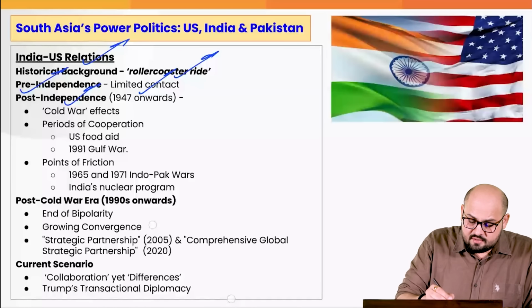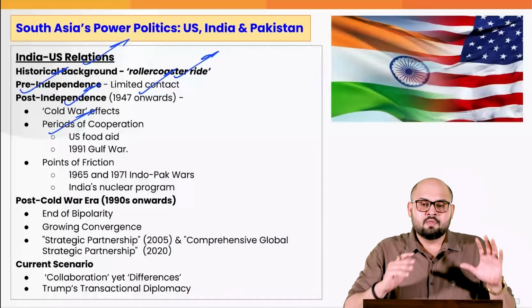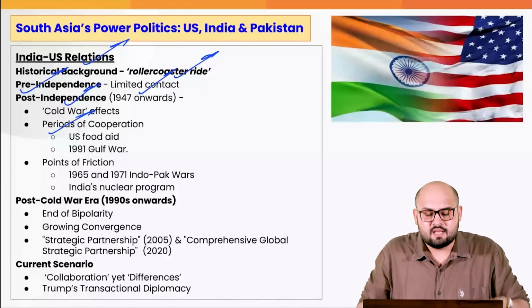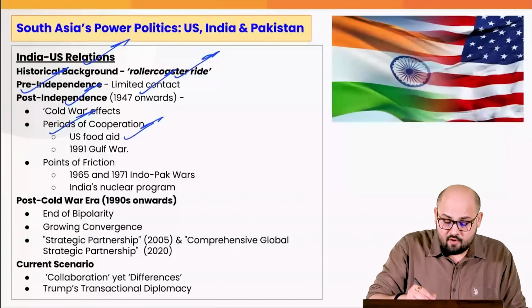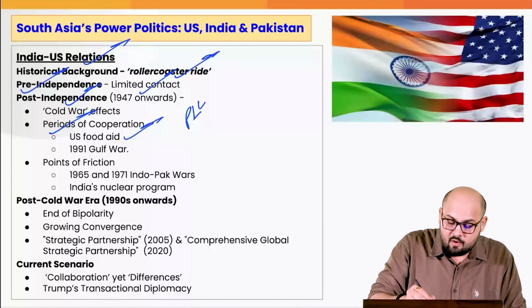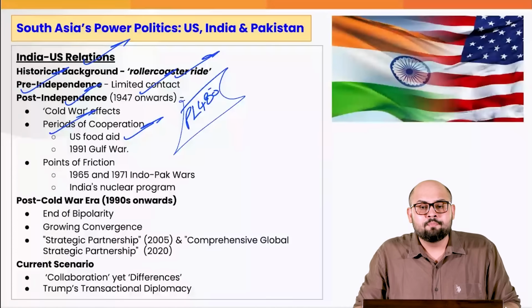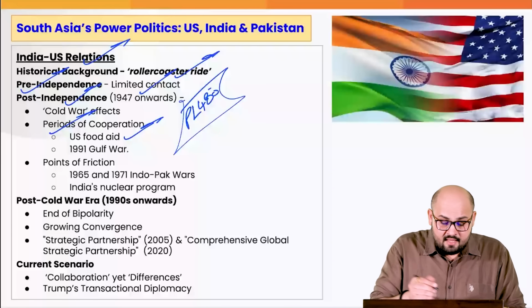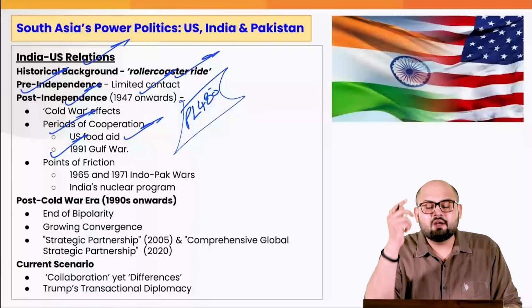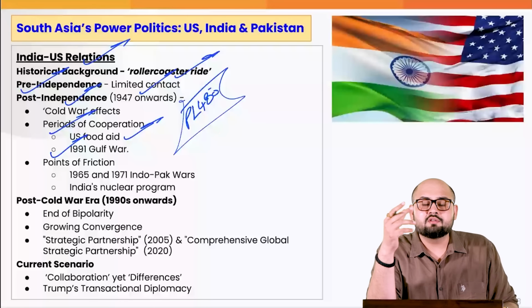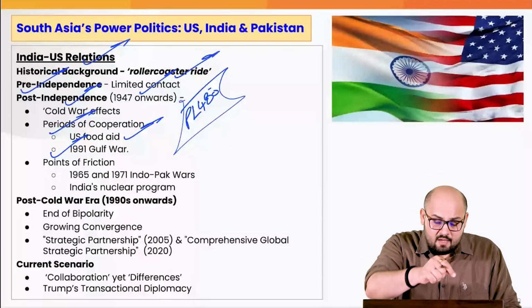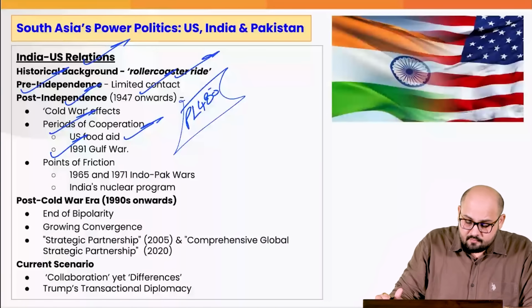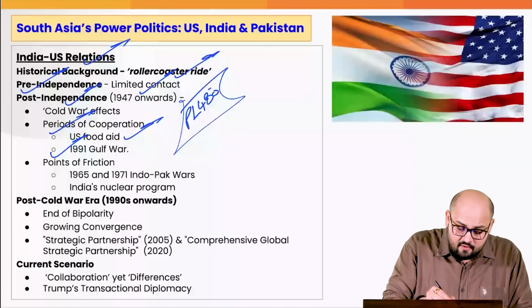Now, when we talk about the periods of cooperation, everything was not bad in this period. There were also instances of cooperation. For example, the US food aid in the form of PL 480, you must have heard about the Public Law 480 program, where food aid was given to India. Then in 1991, India definitely helped the US during the Gulf War. So there were some instances of cooperation even in this particular period. Now, what were the points of friction?